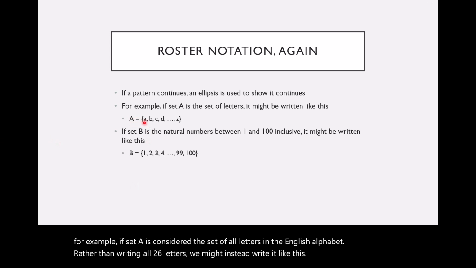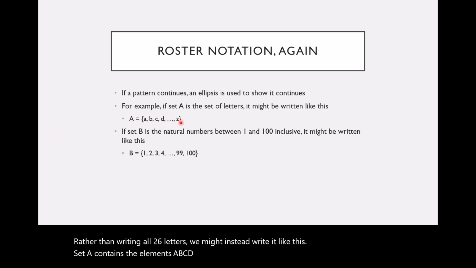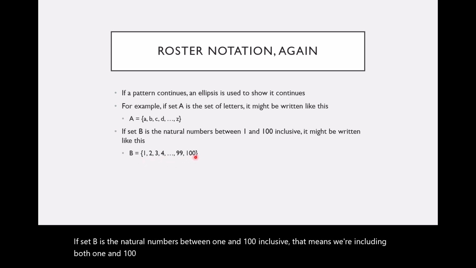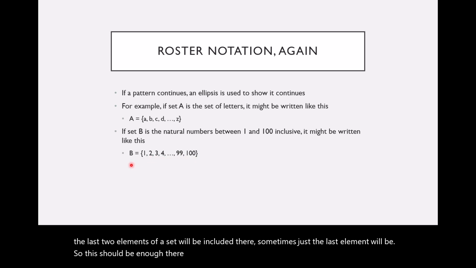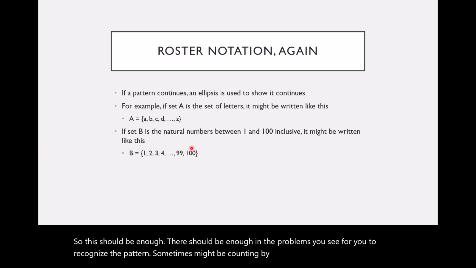Set A contains the elements A, B, C, D, ... through Z. If set B is the natural numbers between 1 and 100 inclusive, that means we're including both 1 and 100, it might be written like this: 1, 2, 3, 4, ..., 99, 100. Sometimes the last two elements of a set will be included there, sometimes just the last element will be. There should be enough in the problems you see for you to recognize the pattern. Sometimes they might be counting by 2s or 3s or 5s, or there might be some other pattern.